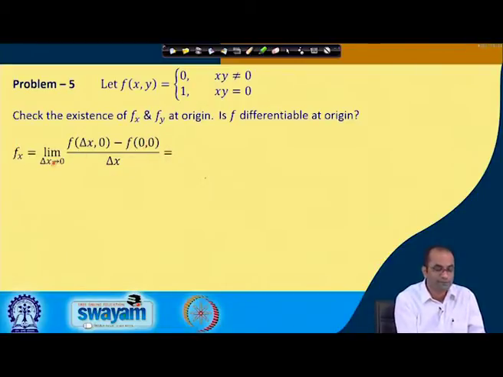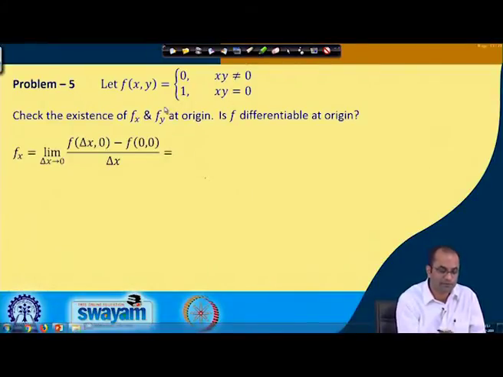So, we have the limit as delta x goes to 0 of f(delta x, 0) minus f(0, 0) over delta x. Now note that for f(delta x, 0), the product of the arguments is 0, so the value will come from this one. So this is 1, and f(0, 0) is again 1. So 1 minus 1 is 0, and that limit is 0.